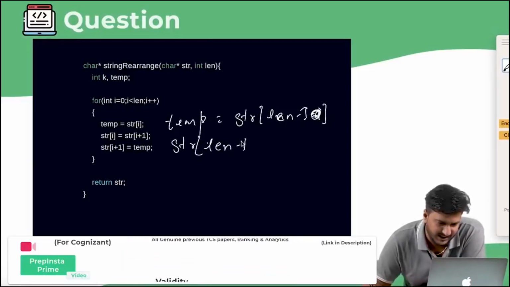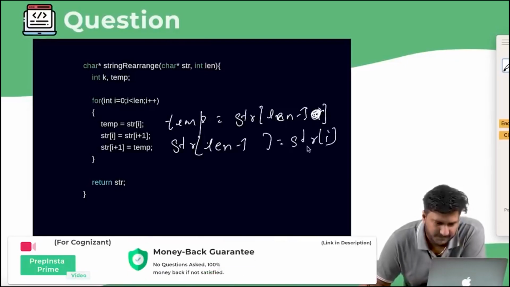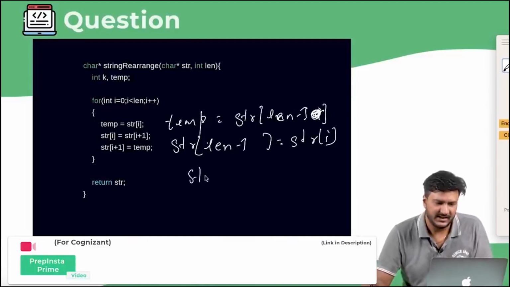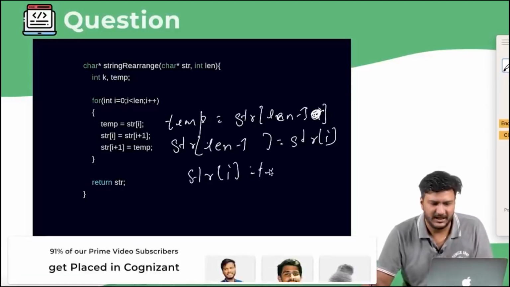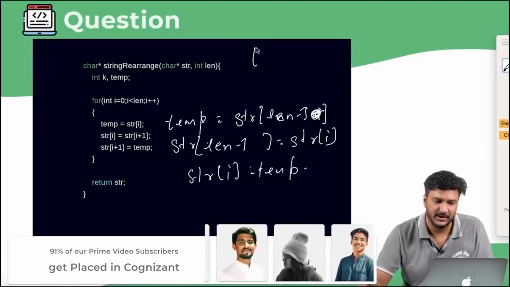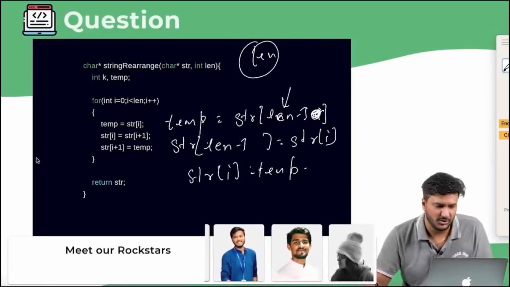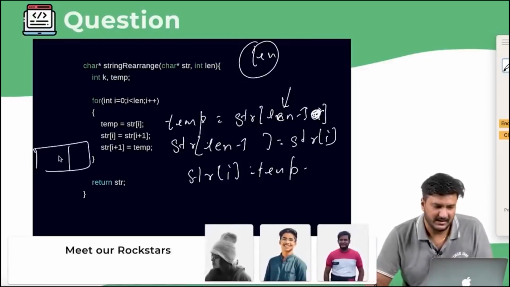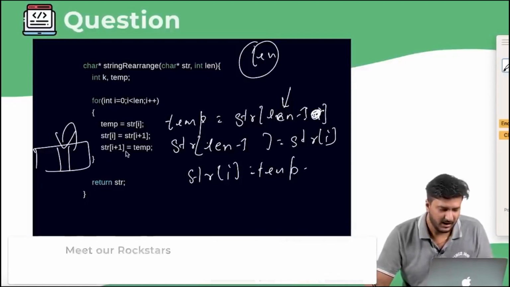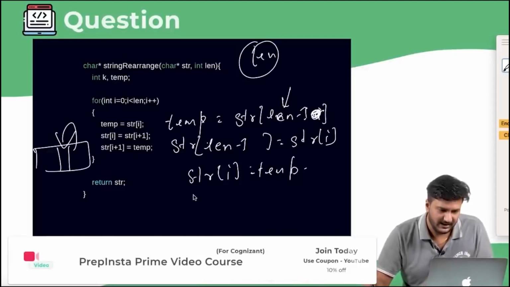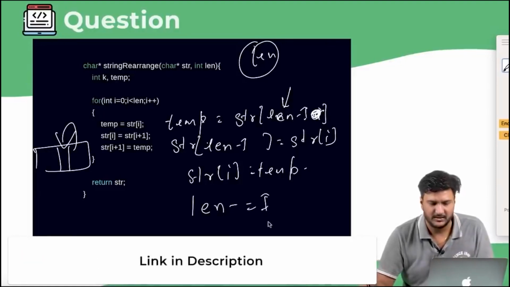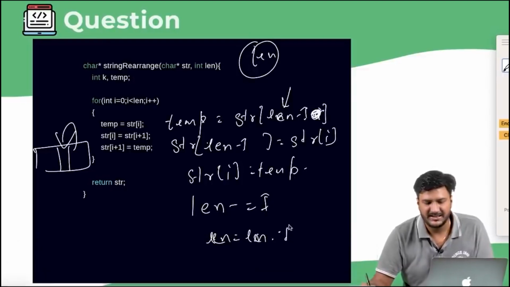So instead of str of len minus 1, you can write str of i, and then again str of i is equal to temp. So I have recreated that, but I need to reduce my length also, so that next time when len minus 1 is used, in the array, the second last element is used, right? So in the last line, I would add len minus equal to 1, which is nothing but len is equal to len minus 1.